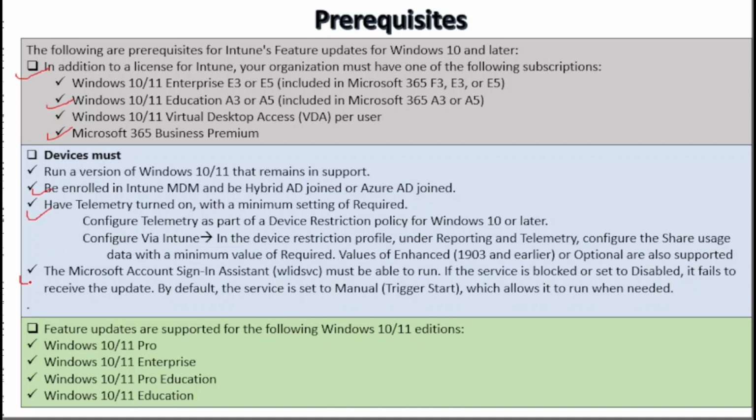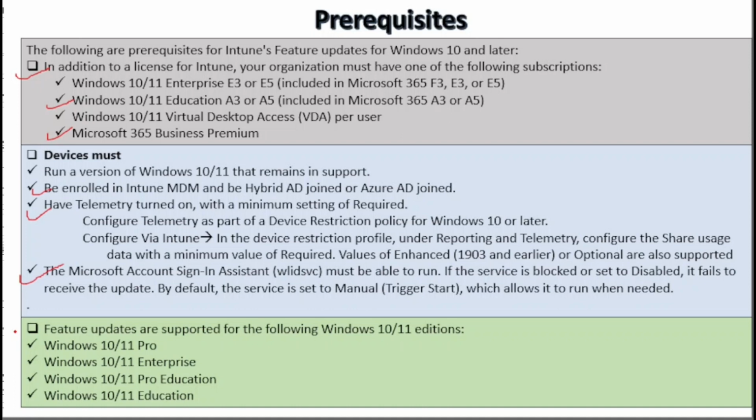We have to ensure that the Microsoft Account Sign-in Assistant is able to run. This is a service. If the service is blocked or set to disabled, the device fails to receive the update. By default, the service is set to manual trigger start, which allows it to run when needed.